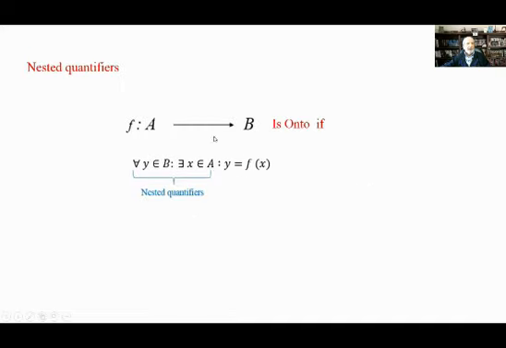Nested quantifiers. Remember in defining an onto function, and I have a video about functions, you can go to it. If f is a function from A to B, we say f is onto if for any y in B there is x in A such that y is equal to f(x). And you see this is called a nested quantifier. So we are having more than one quantifier in the same expression.